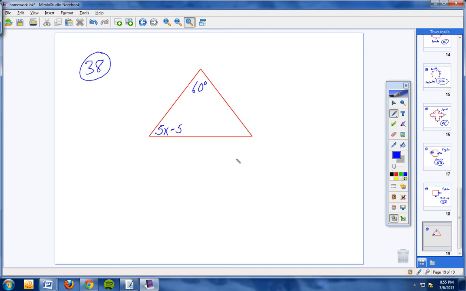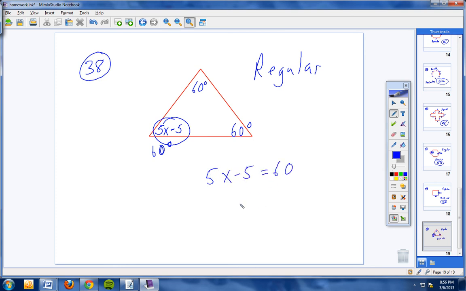And then moving on to last but not least, number 38, we are told in the directions that this is a regular polygon, regular. So we know all of the sides are congruent. We also know all the angles are congruent. So if this is 60 degrees, then this is 60 degrees, and we know this angle right here is also 60 degrees. Looks like an 8. Let's fix that real quick. We know this also is 60 degrees. So we can say 5x minus 5 equals 60. Add 5 to both sides, and 5x equals 65, and then divide by 5 and x equals 13.